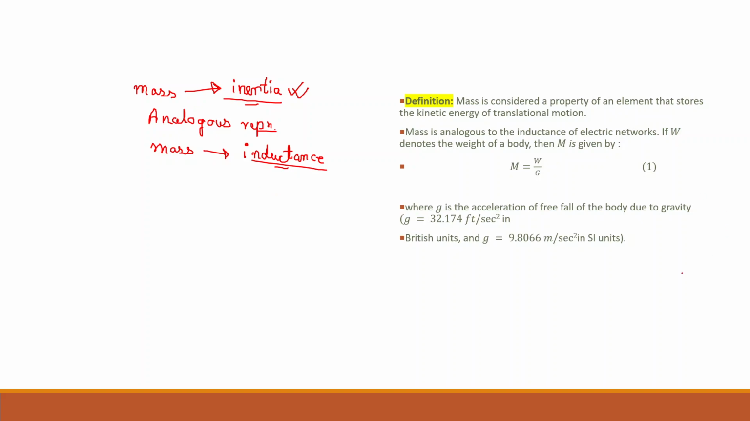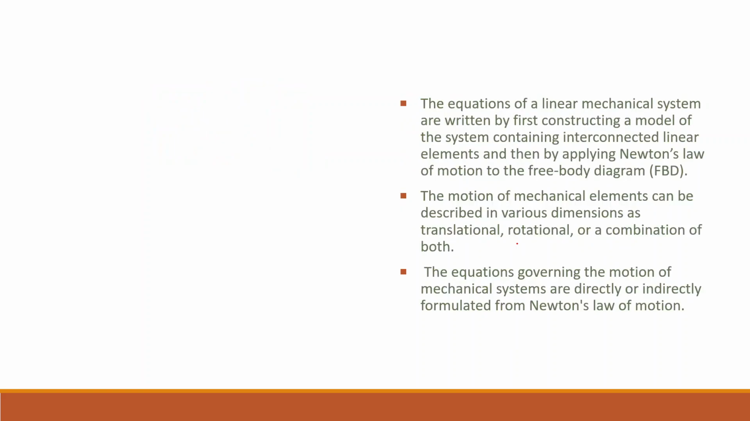This you already know: mass is equal to weight divided by the acceleration due to gravity, where acceleration due to gravity is considered to be 9.8066 meters per second squared. So the equations of linear mechanical systems are written by first constructing a model of the system, connecting the interconnected linear elements, and then applying Newton's law of motion, as we have done in class 11 and 12, using the free body diagram.